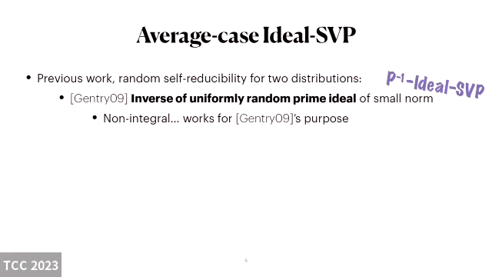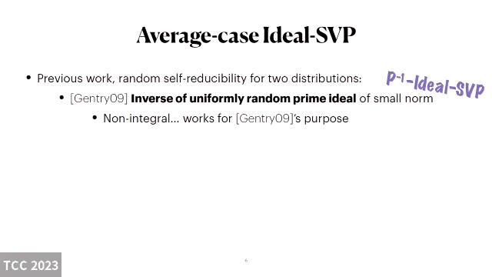You look at the collection of all prime ideals. That's infinite. But now you put a bound on how large they're allowed to be, or how big their volume can be, or more precisely, their norm. And now that's finite. So you can pick a uniformly random one. You pick a uniformly random prime ideal. Now you invert it. And this inverse of a prime is the ideal that Gentry is looking at.